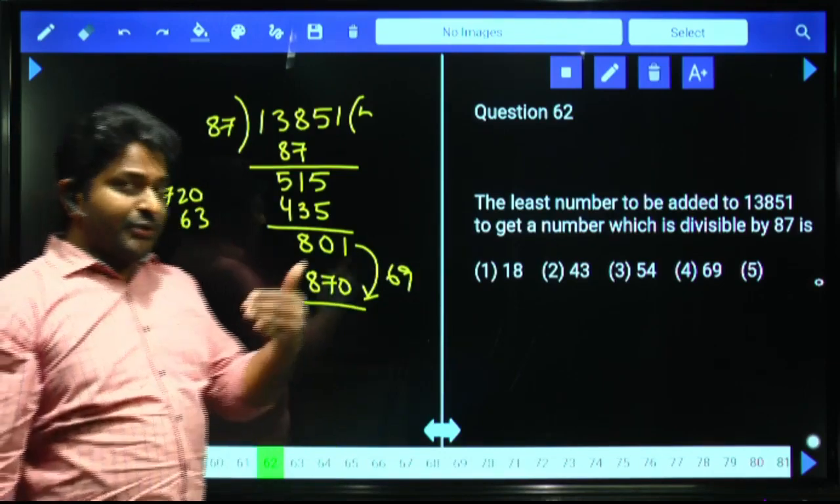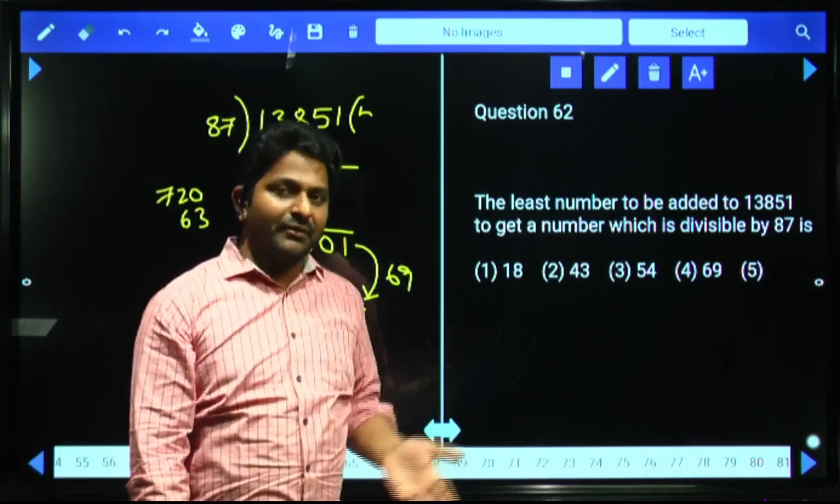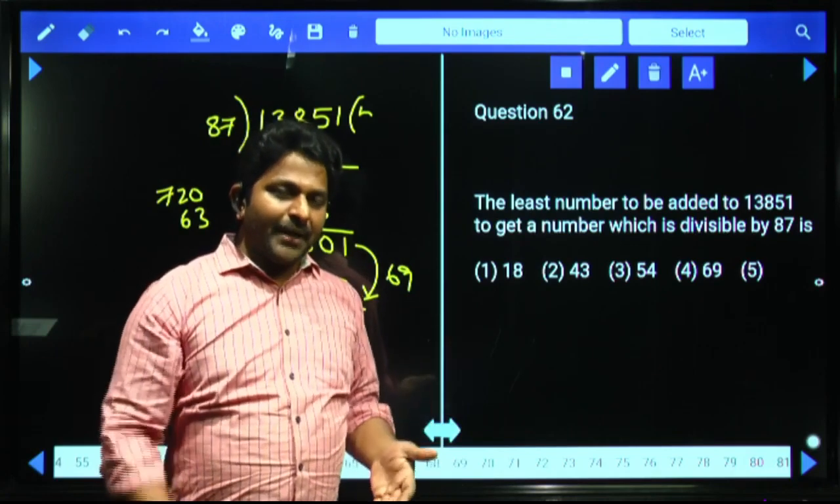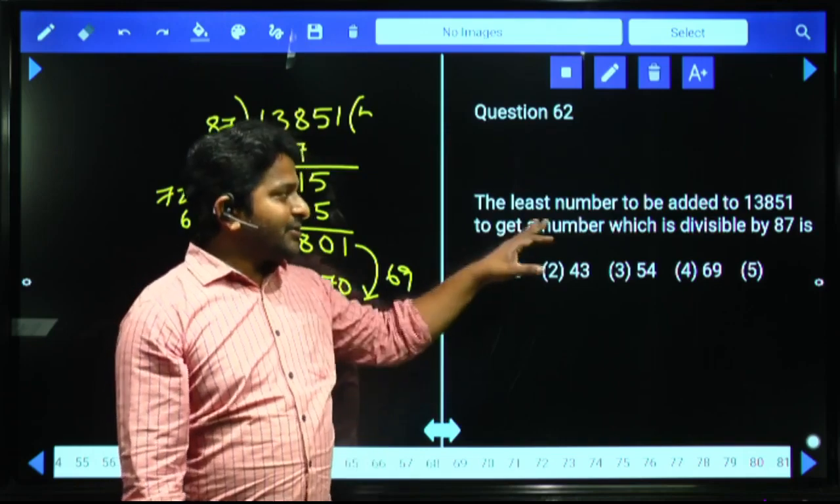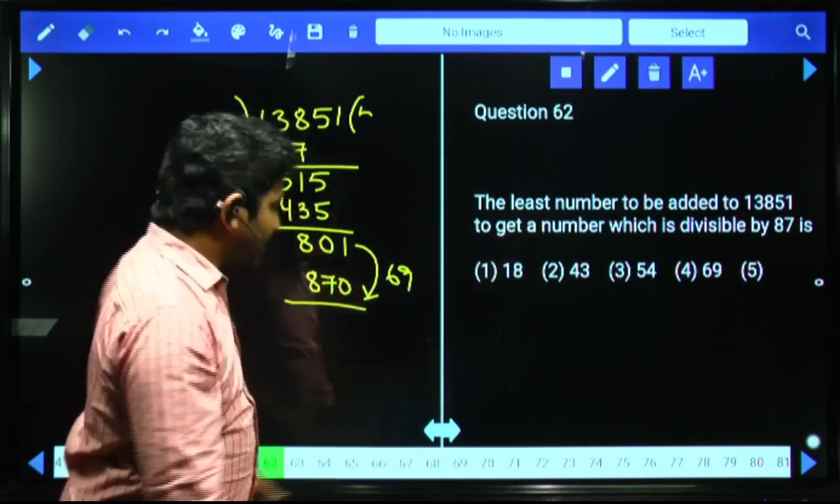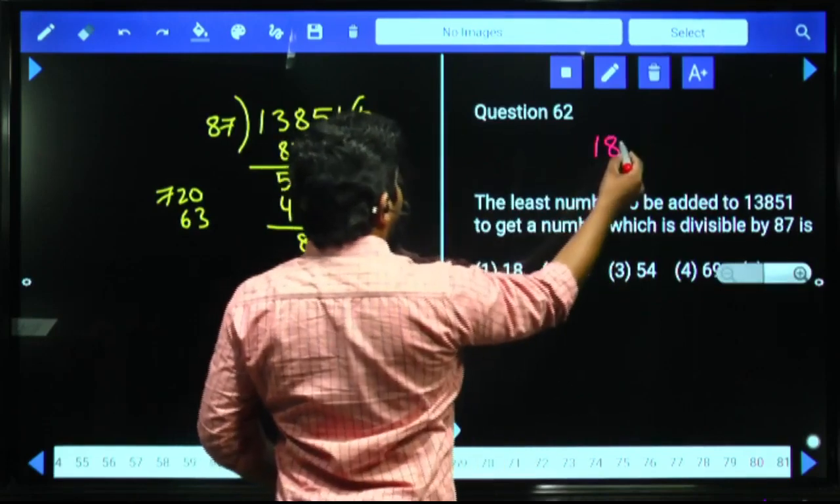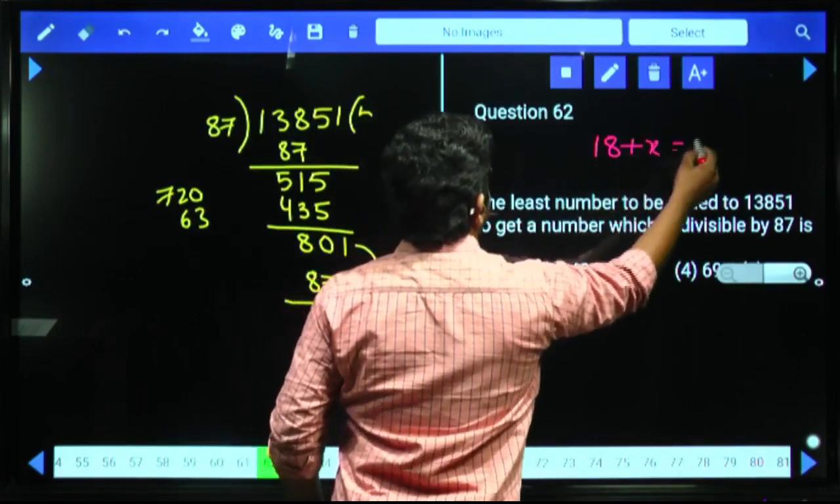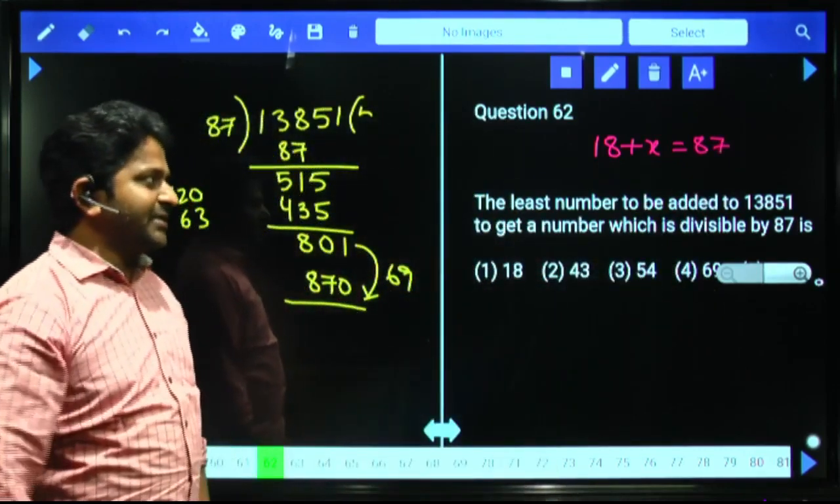But do remember, how much should be subtracted, that is whatever remainder we get, that is extra value, leftover value. Remainder means what is left over. If we remove that leftover, it becomes an exact multiple. But what is the question asked? How much should be added. So the remainder 18 needs to become 87, so how much more should be added? Then the answer is 87 minus 18, which is equal to 69.